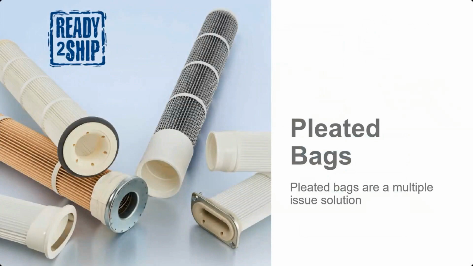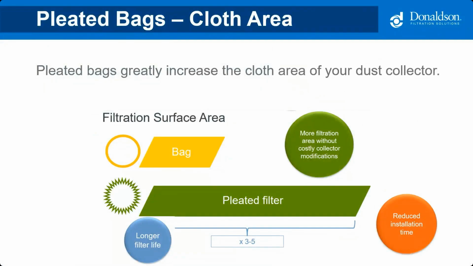So with that, I want to talk for a few minutes about pleated bags. I touched on them a little bit earlier, and I want to spend a little bit of time on them because I really had a lot of success with these in the foundry industry. A pleated bag takes the place of a bag and cage. So in a pulse jet dust collector, you throw your cages out, you put the pleated bags in there. Why would you do that? Well, let me tell you.